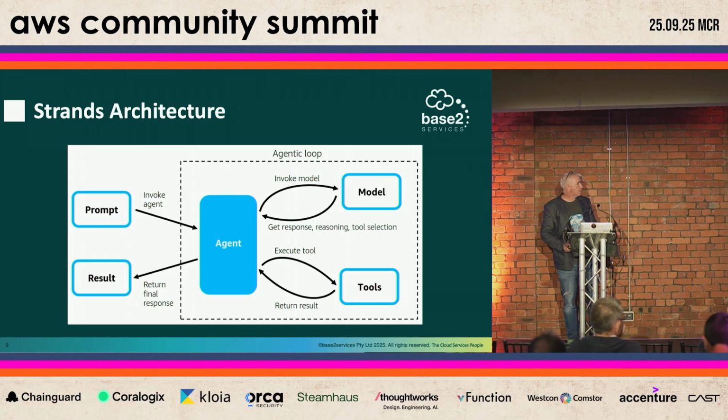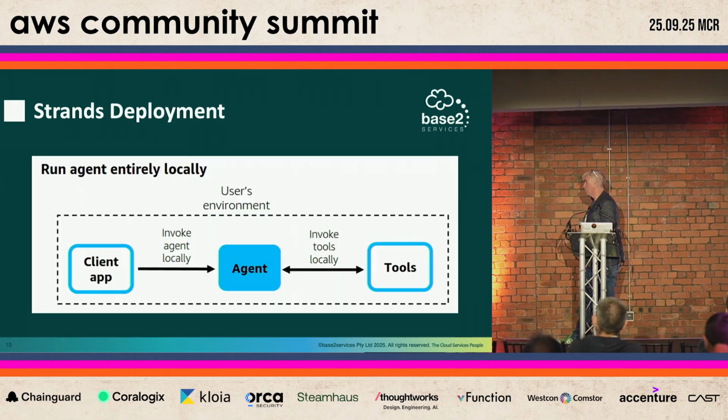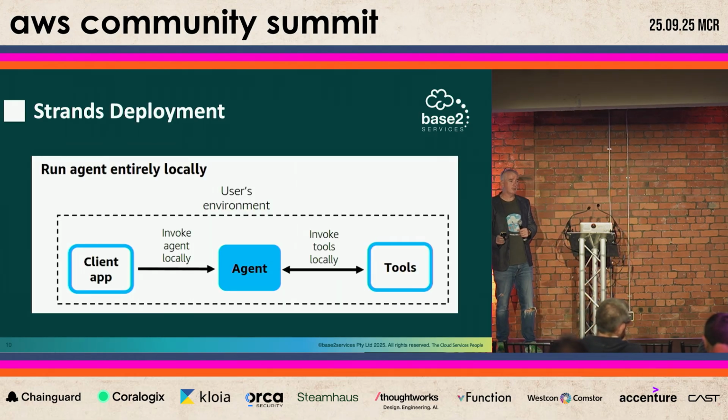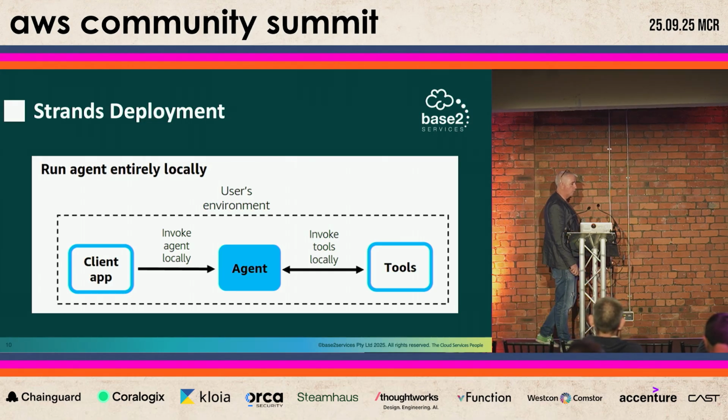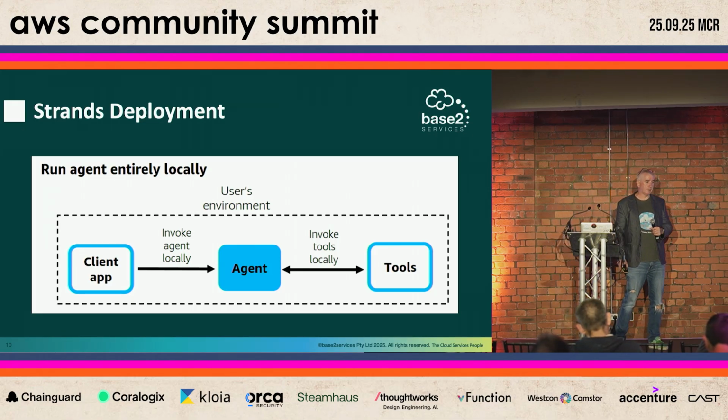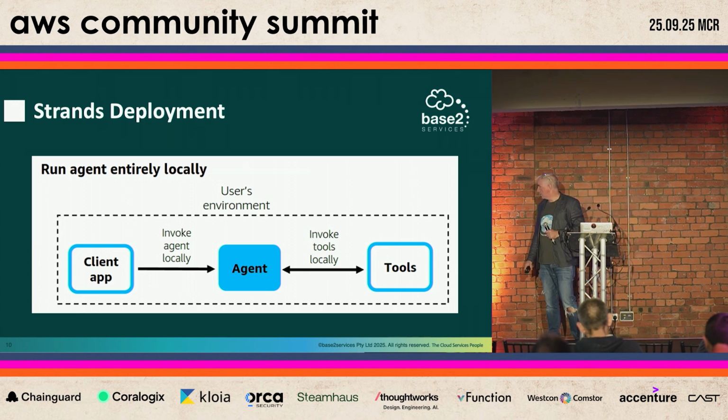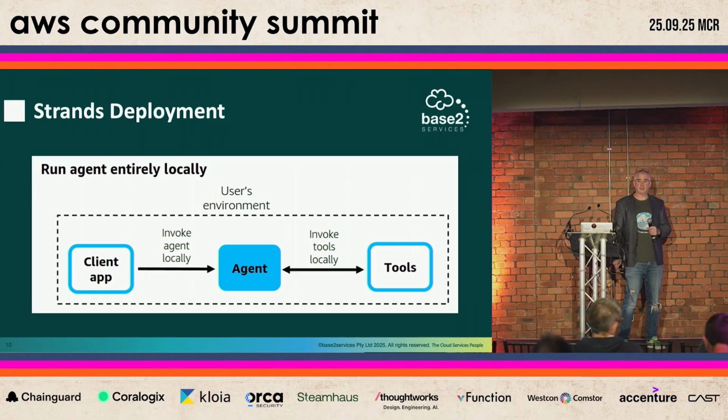So let's talk about some of the different ways we can deploy our agents. We can have an agent that's running completely locally. An example of that would be your Claude Code, or Claude or ChatGPT. These are local agents, right? This is the agent running on your computer or in one environment, and it also has access to tools that are also running on your computer. And we'll see some examples of that.